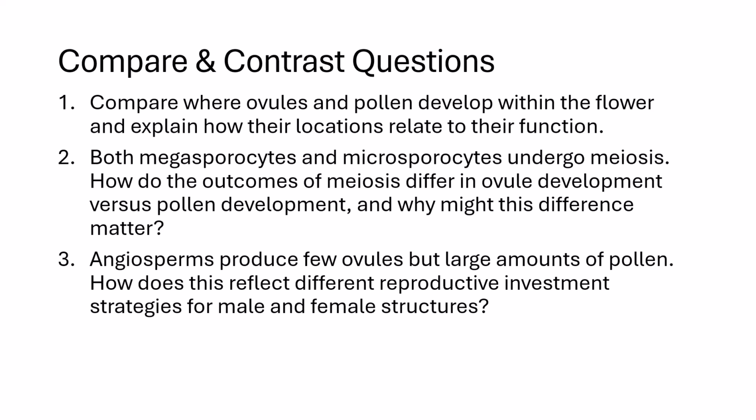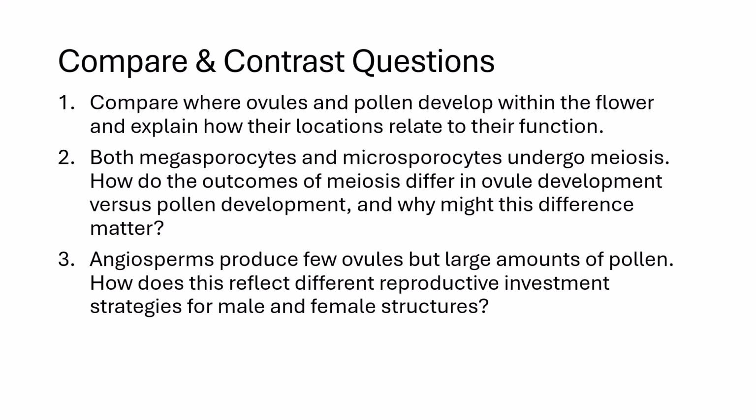Second, both megaspore sites and microspore sites undergo meiosis, but the outcomes are not the same. In ovule development, 3 of the 4 haploid cells typically degenerate. In pollen development, all 4 microspores usually survive. Why would the plant treat these differently?